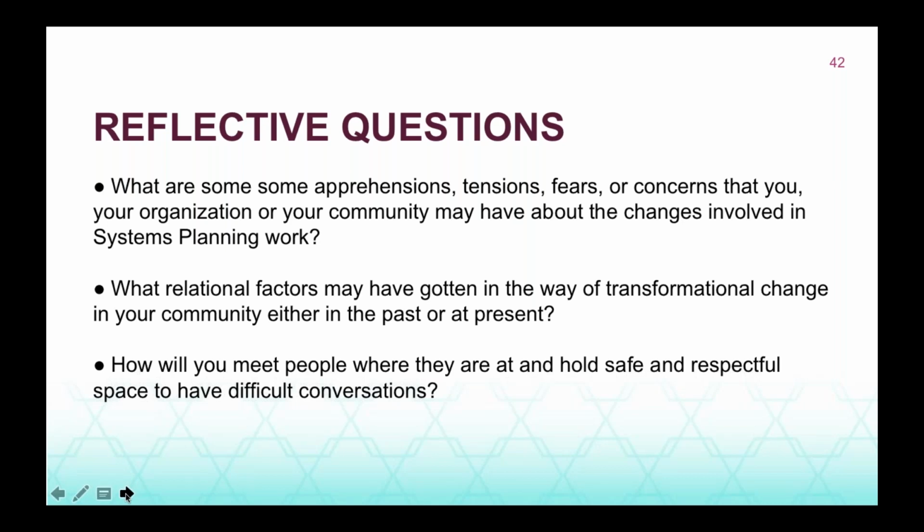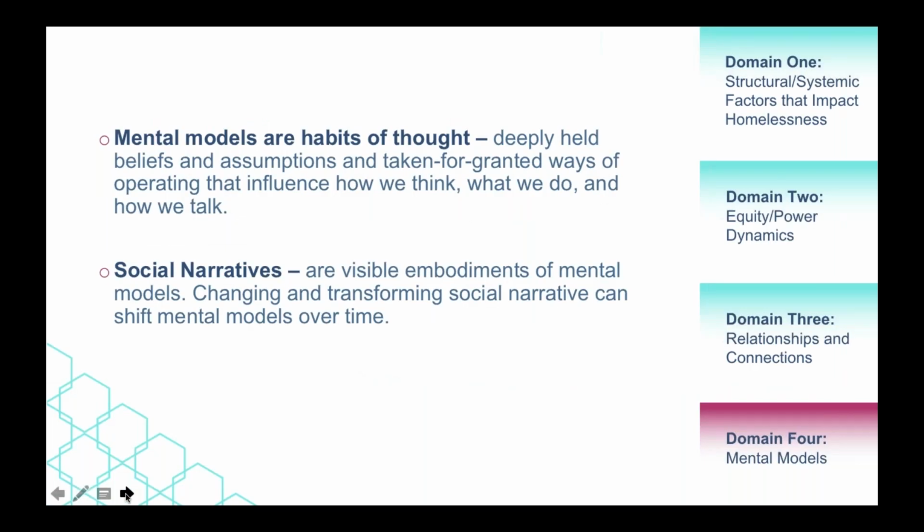What are the relational factors that may have gotten in the way of transformational change in your community, either in the past or maybe at present? And finally, how will you meet people where they're at and hold safe and respectful space to have those difficult conversations? So the fourth and final domain is the domain of mental models.